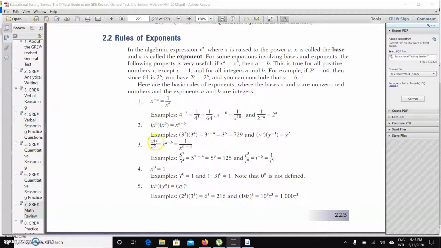Here, x raised to the power a over x raised to the power b equals x to the power a minus b. When we have division, we have minus. When we have multiplication, we have plus.